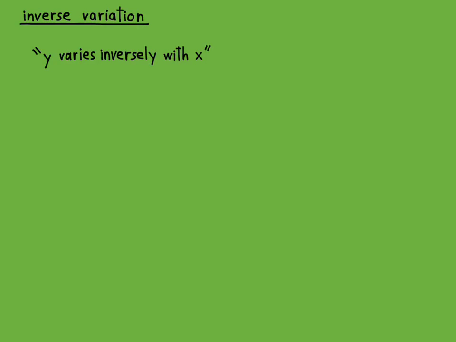The last type of variation that we have is called inverse variation. Now for inverse variation, you can word this several ways. You can say y varies inversely with x, or y is inversely proportional to x. Those are the two most common, the ones that you'll see in this course. And what it means is just y equals k over x.